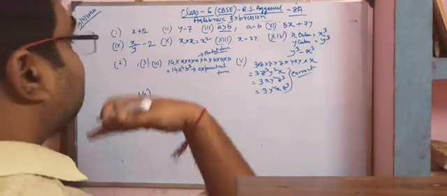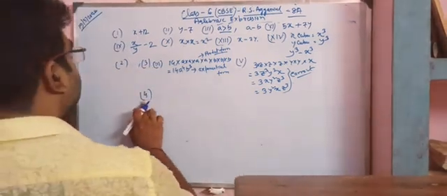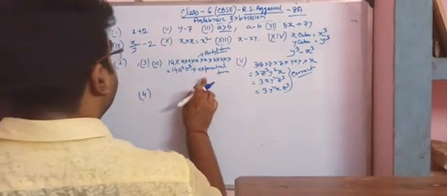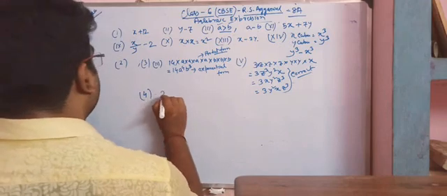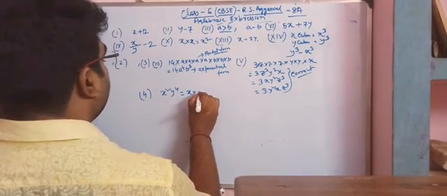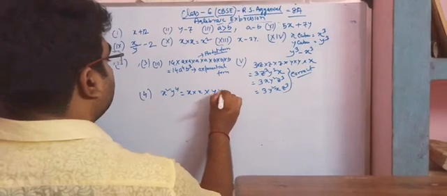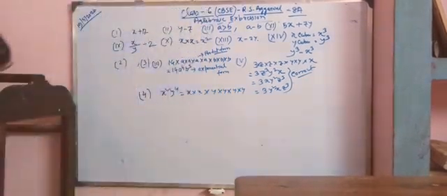Next, in the next question, we have an exponential form and we have to make that in product form. So the exponential form is x square y to the power 4. We have to make it as product form. That means x into x into y into y into y into y. So that is my product form.